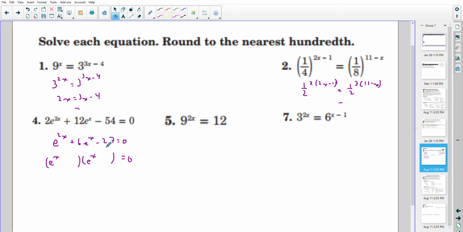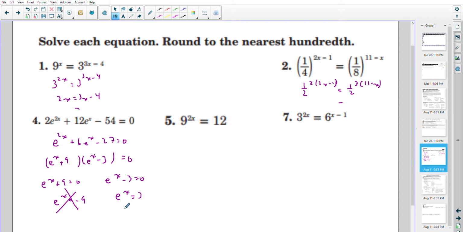So let's say 9 and 3, plus 9e to the x minus 3e to the x, so that's going to give you 6e to the x. And then it's a matter of solving. e to the x plus 9 equals 0. When you subtract 9 from both sides, this can never occur because e to any exponent can't be a negative number.